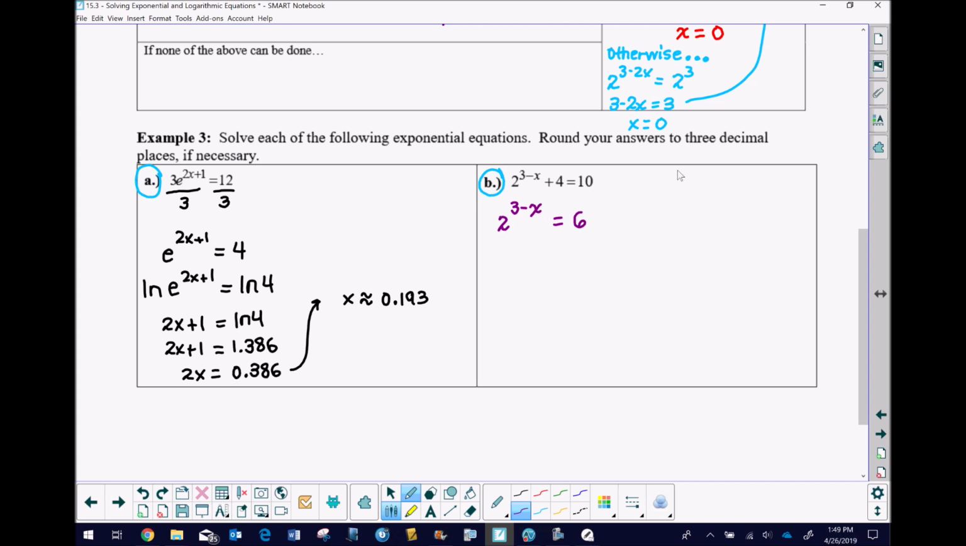Now, here's the funny part. What logarithm in what base would you want to use on both sides? What's the easiest one? Probably base 2, right? Because if you use log base 2, that's going to cause everything to cancel away except the exponent on the left side. And then the right side, we have log base 2 of 6.